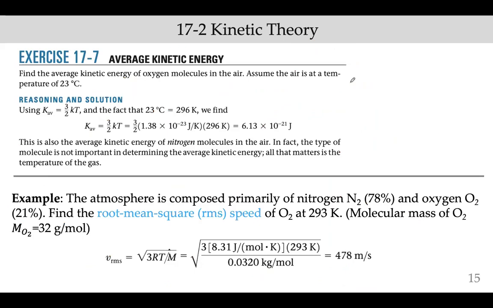Okay, here's an example. Find the average kinetic energy of oxygen molecules in air. Assume the air is at temperature 23 degrees centigrade. Now I have to convert it to kelvins. Just add 273. Okay, so this is in kelvins. And I will just use this equation. So k is the Boltzmann constant. And at the temperature here, this is the energy. This is the average kinetic energy of one oxygen molecule.